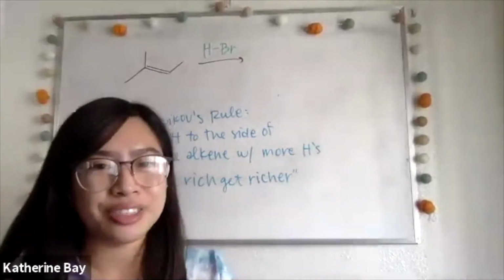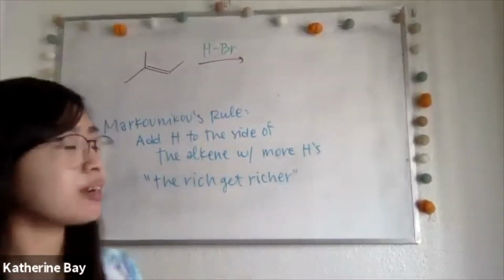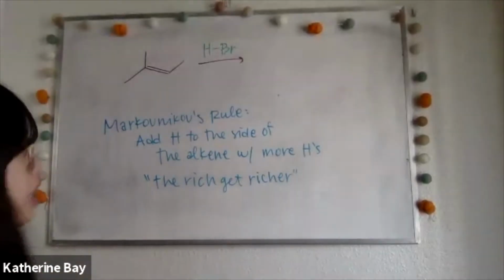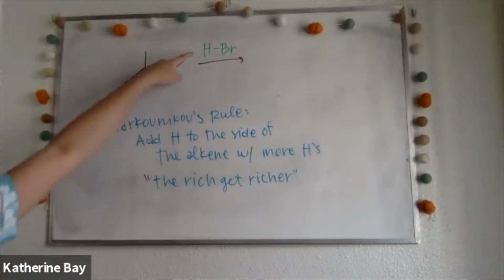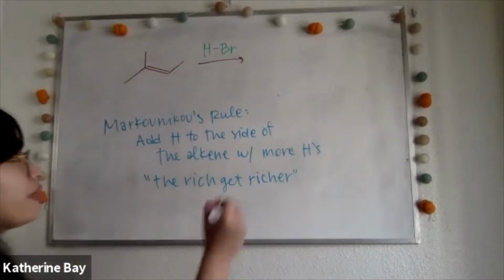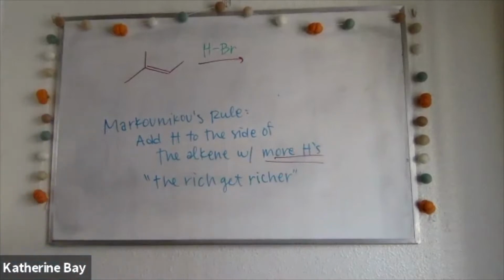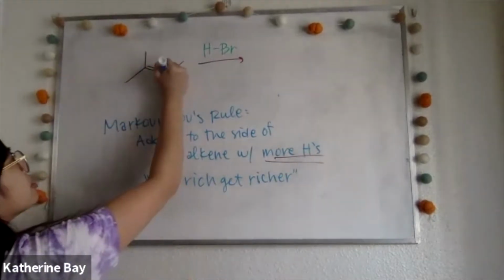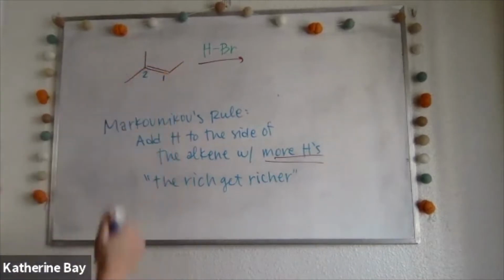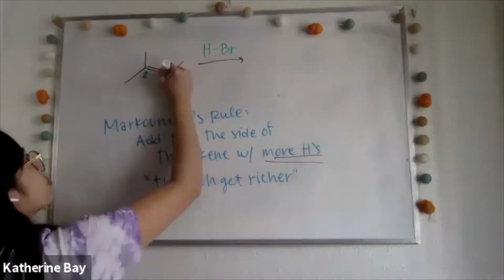So for this reaction, when you add HBr across an alkene, it follows Markovnikov's rule. This rule states that we're going to add the hydrogen from HBr to the side of the alkene with more hydrogens. So if we number each side of the alkene, let's say C1 and C2, we can also draw in those hydrogens.